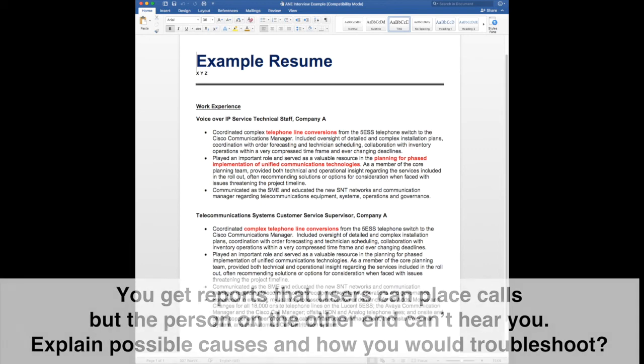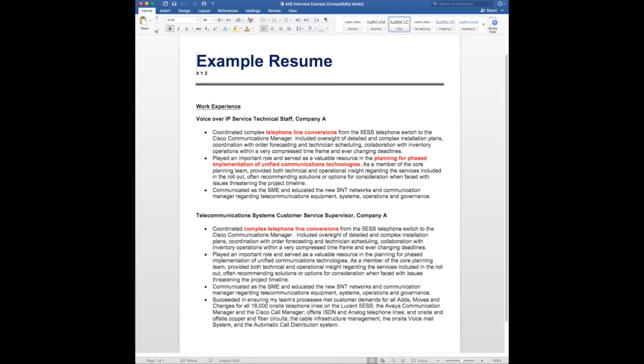So again, if that were asked to me, I personally know that that is a one-way audio issue. And usually it is related to a routing issue. So I want to confirm the routing path between the two phones and the voice gateway. So I'll be doing traceroutes.